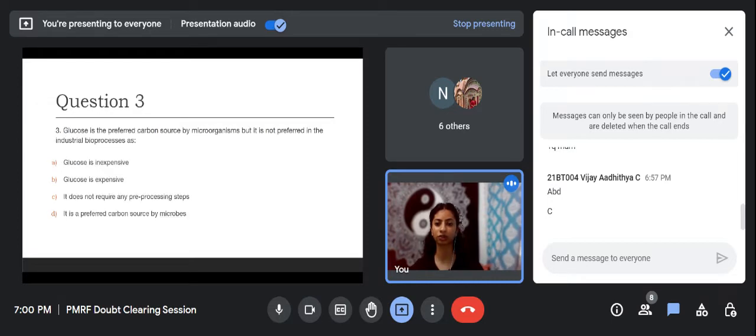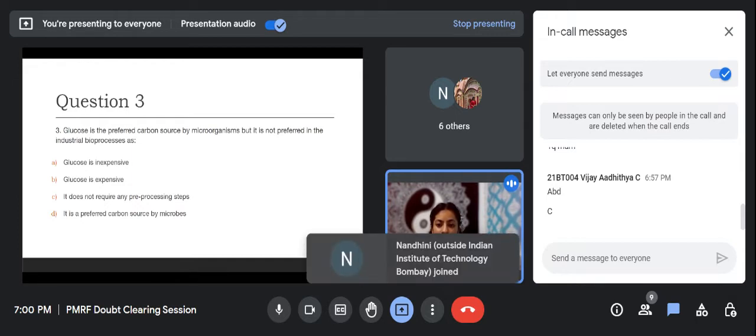Okay. So question number three is, glucose is the preferred carbon source by microorganisms, but it is not preferred in industrial bioprocess. The options are: glucose is inexpensive, glucose is expensive, it does not require any pre-processing steps, or it is the preferred carbon source by microbes. What do you think the answer is?